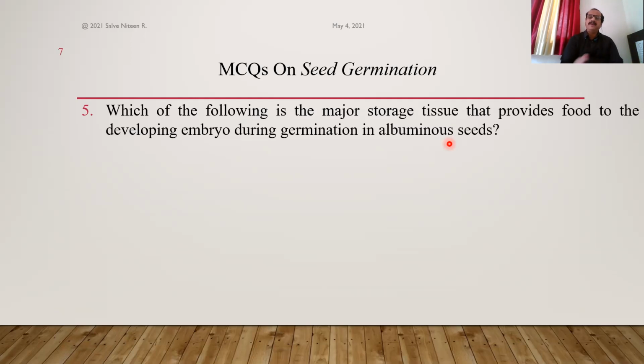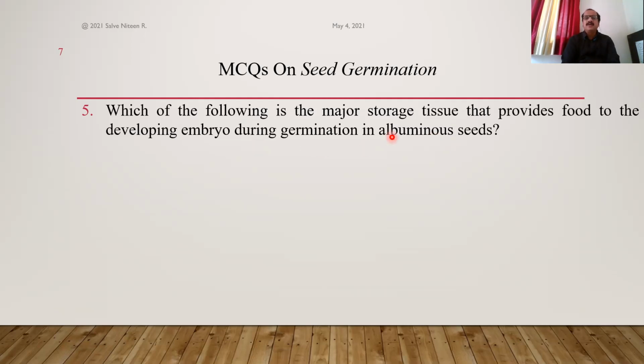But this doesn't mean that food material is not present in the seed. Whatever endosperm was present in the seed previously was utilized by the embryo and is now stored in the cotyledons of the embryo. So food material in endospermic seeds is stored in the endosperm, so they are called albuminous seeds. Albumin means endosperm. In non-endospermic seeds, food material is there, but not in the endosperm. It is present in the cotyledons, and such seeds are called ex-albuminous seeds.